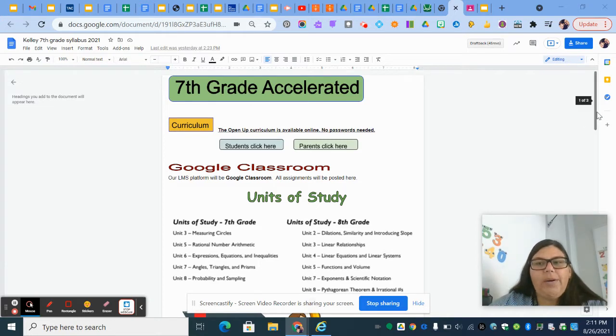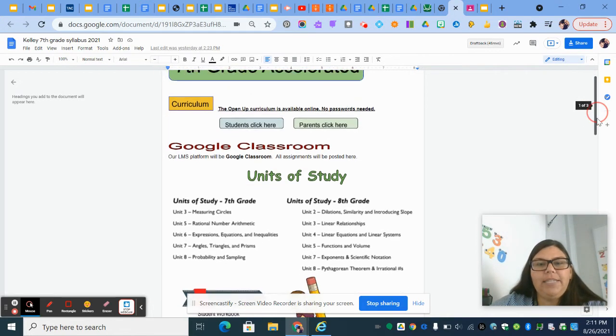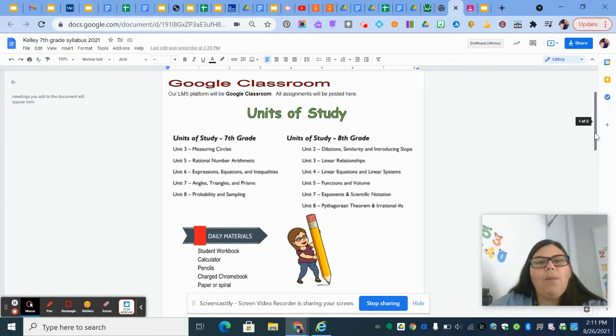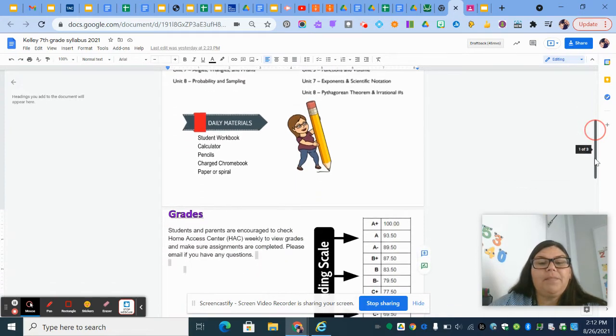But this is an accelerated class, so we have several units to accomplish this year. We have our 7th grade units as well as 8th grade units to help them prepare for Algebra 1 next year. The materials that students are expected to bring to class each day are their workbook, calculator, pencils, charged Chromebook, paper, or spiral. It is vital that their Chromebook is charged for them to fully participate in our Desmos lessons.